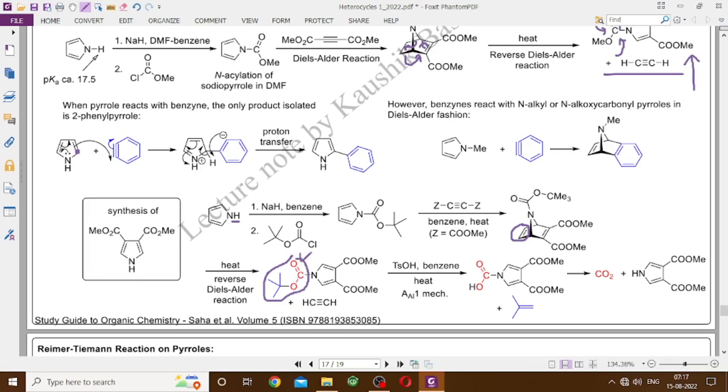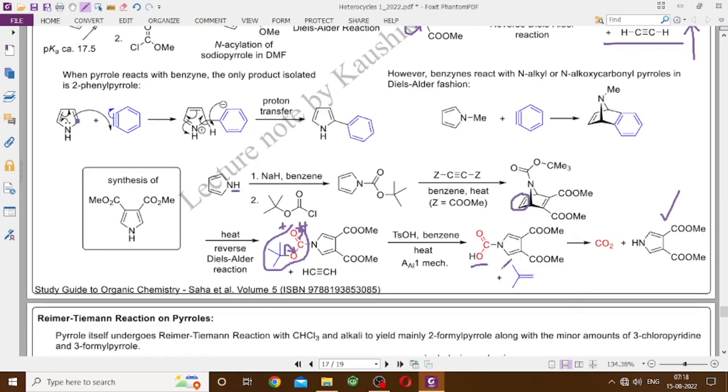Protonation here, so you get the plus charge here. A relatively stable tertiary carbocation leaves. You are left with a carboxylic acid. That's basically a carbamic acid derivative. Spontaneous decarboxylation will release the target pyrrole nucleus into the reaction medium.